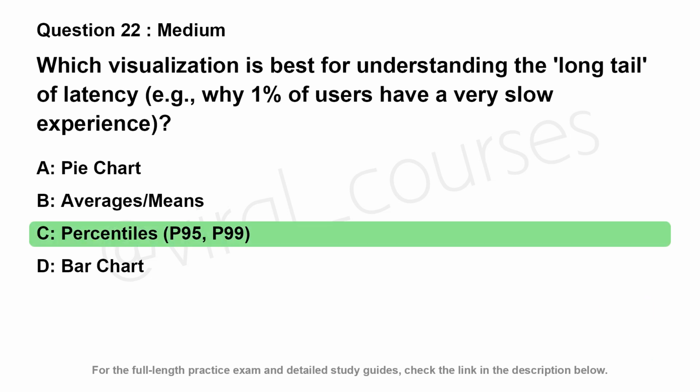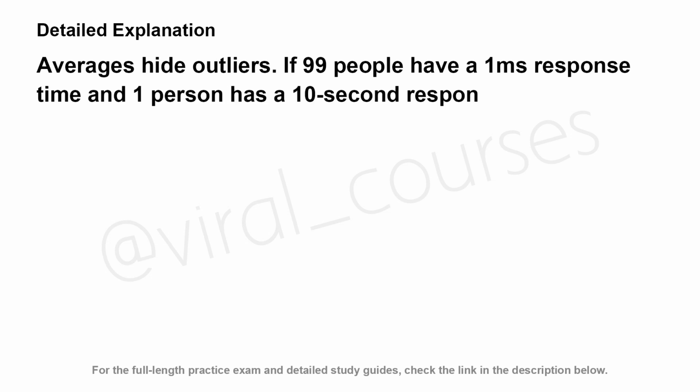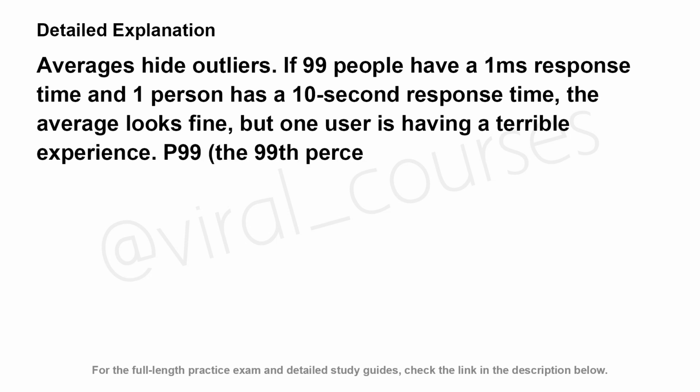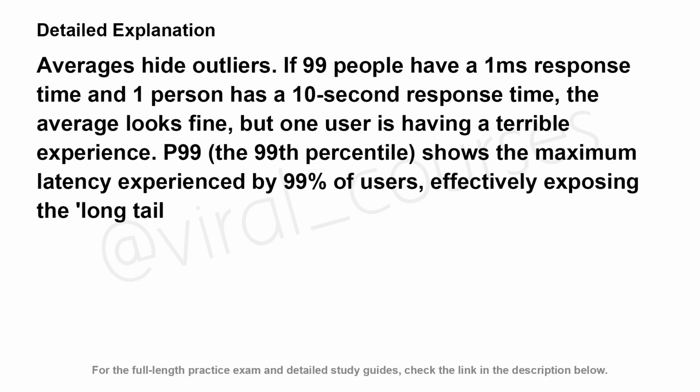The correct answer is C. Averages hide outliers. If 99 people have a 1 millisecond response time and one person has a 10-second response time, the average looks fine, but one user is having a terrible experience. P99, the 99th percentile, shows the maximum latency experienced by 99% of users, effectively exposing the long tail of slow requests.